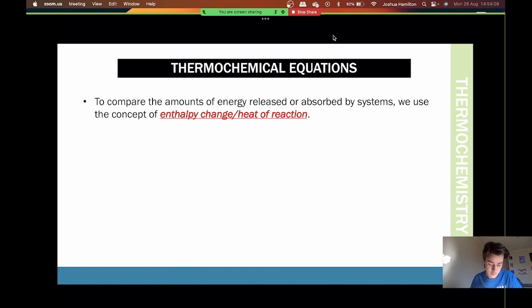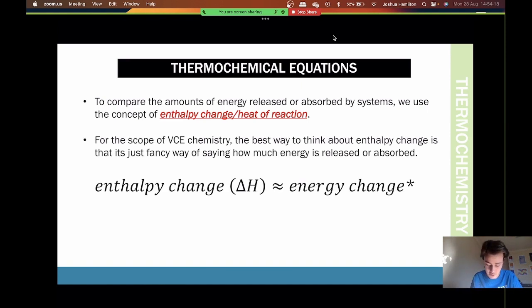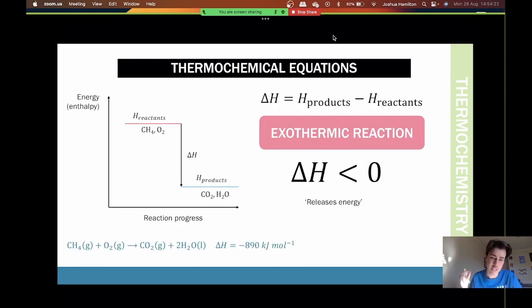All right, so if we move on, to compare the amounts of energy released or absorbed in a system, we use the concept of enthalpy change. Enthalpy change is delta H. Remember that delta H, if it's less than 0, it's going to be exothermic. Now, you do need to be able to draw it on these graphs. It's important you don't draw it like this. Remember that we're going to draw it like this. So that's your exothermic one.